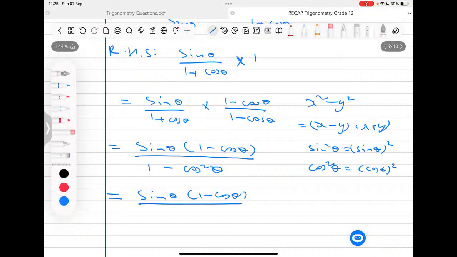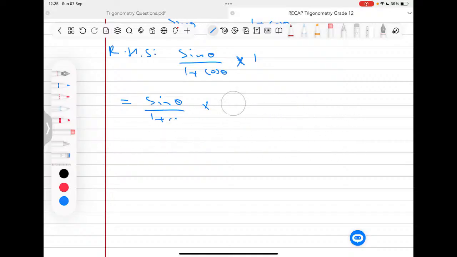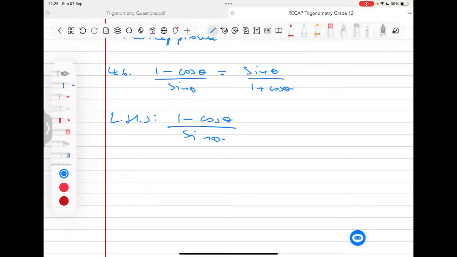Can I perhaps take, yeah, let's take the left hand side. Let's try the left hand side and see how it goes. Let's see. I'm getting lost a bit here. Maybe I'm getting tired. It's been a long session. Let's see. We are on the left hand side. Let me take the left hand side. I'm having 1 minus cos theta all over sine of theta.